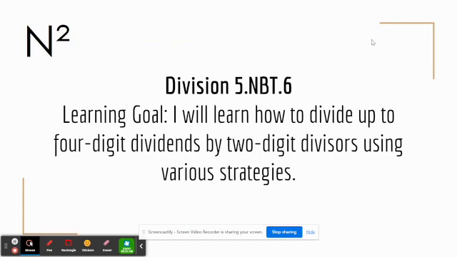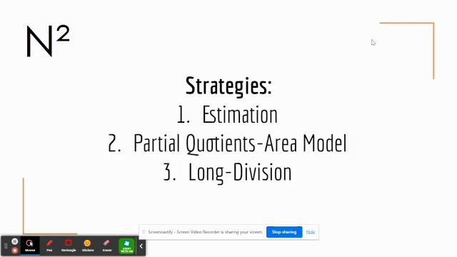Today we will be focusing on division. Our learning goal is I will learn how to divide up to 4-digit dividends by 2-digit divisors using various strategies. Our strategies are, the first thing is estimation. Estimation is a good tool to figure out what our answer should be around, and it's an approximate. Two, the second strategy is partial quotients using area model. And lastly, it's long division, which I think is the most practical and most used way to divide numbers.